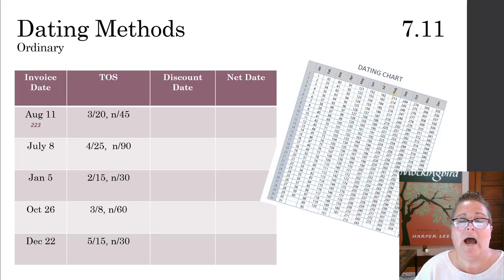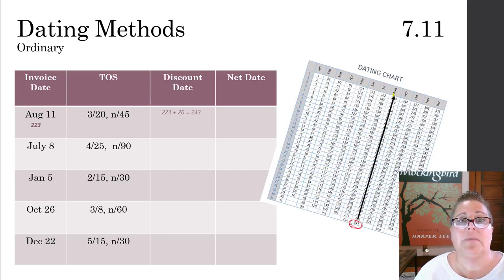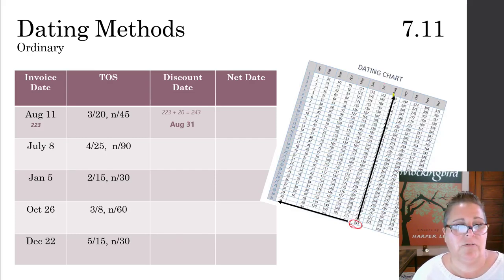Go for it. I'm going to use the dating chart, meaning I'm going to take 223 and add 20 days to it. That tells me I need day 243. So on the dating chart, I'm going to find day 243. Then I'm going to look up the column and over to the row. And that's going to tell me this is August 31st, sorry. So I know that the discount date is August 31st.